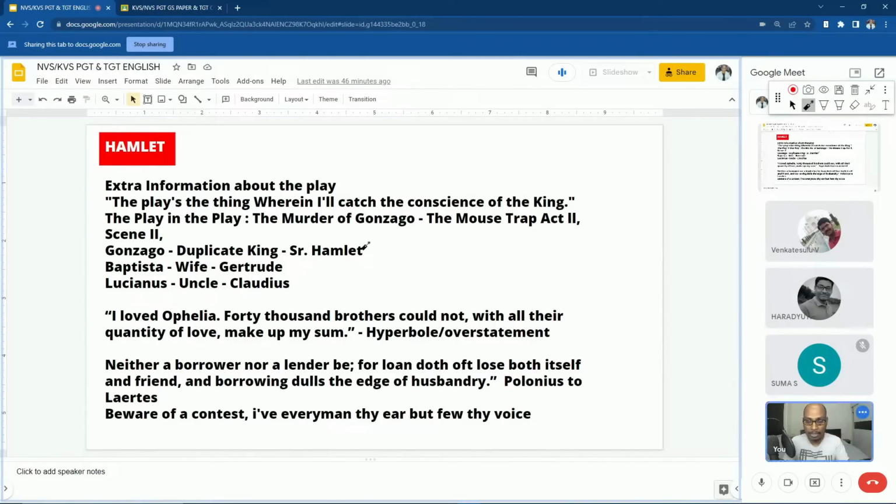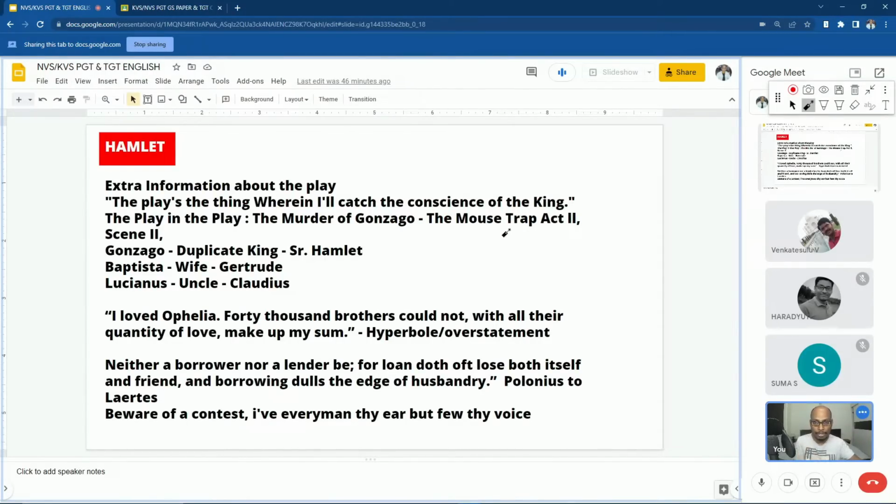First thing is, when Hamlet wanted to take a decision, wanted to confirm whether his father was murdered by Claudius or not, he set his play. He staged a play with the help of the actors brought by Rosencrantz and Guildenstern, in the play of Hamlet. And the name of the play in the play is The Murder of Gonzago, and the subtitle of the play is The Mousetrap.